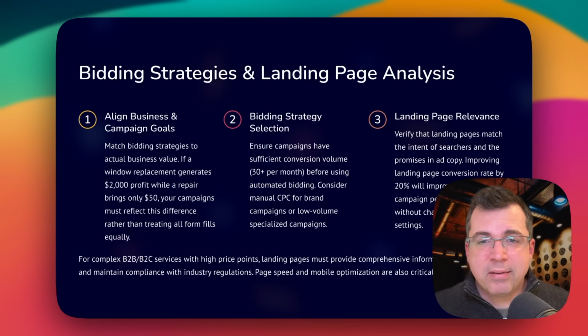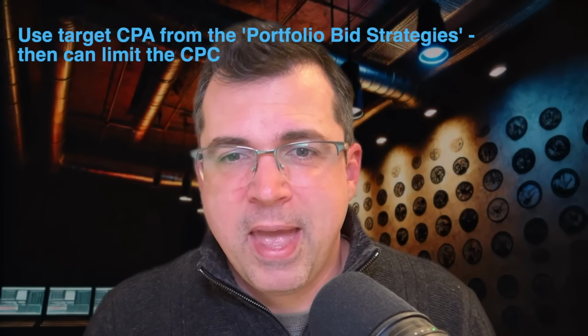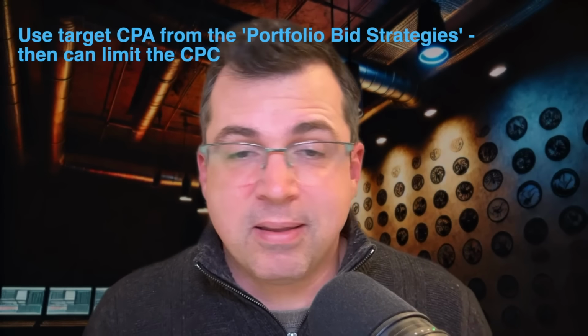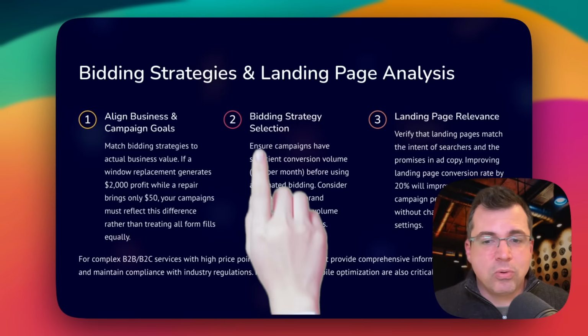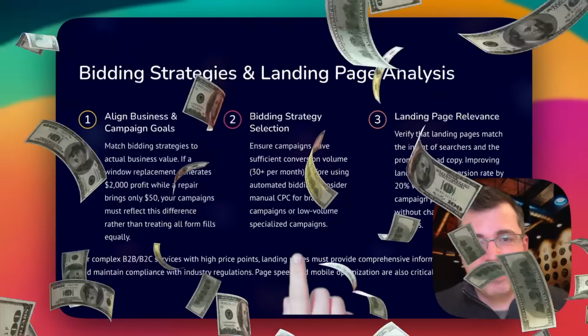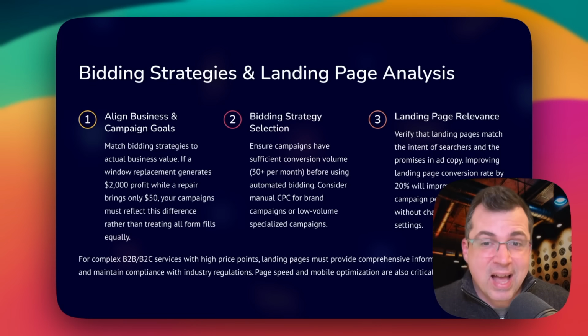There are some other tricks. If you are using target CPA, you should use it from the portfolio bidding strategies, because then you can limit the CPC. Without it, Google will happily bring you clicks that cost twice as much as your target CPA. Why? I don't know, but this is the reality, unfortunately.